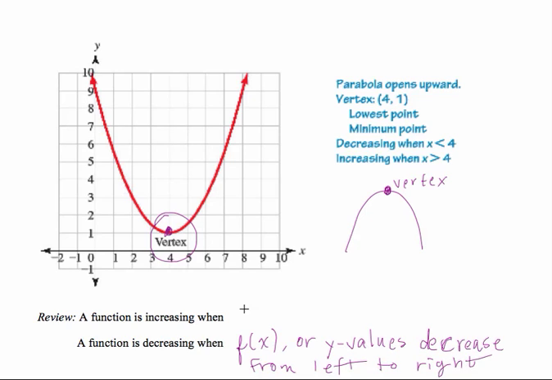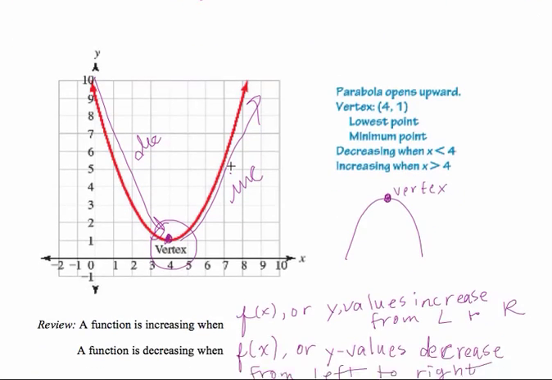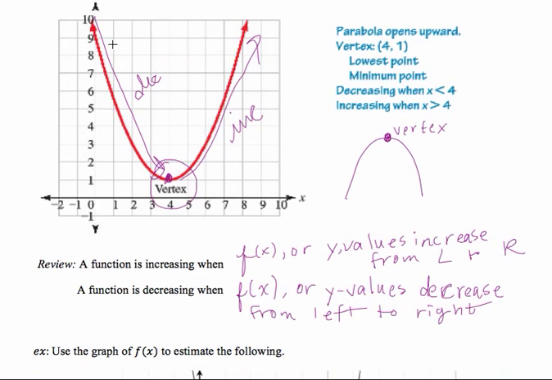Or it's increasing when f of x, like this part right here, or y values increase or go up from left to right. I'm going to abbreviate capital L to capital R. So this one is decreasing right here and increasing right here. Now if you're asked where is the function increasing and decreasing, you would say, for example, this one is decreasing for x less than 4. You just talk about the x values where it's decreasing, because 4 is where it changes, and it's increasing for x values that are greater than 4 over here.